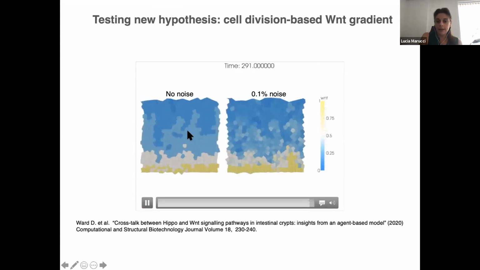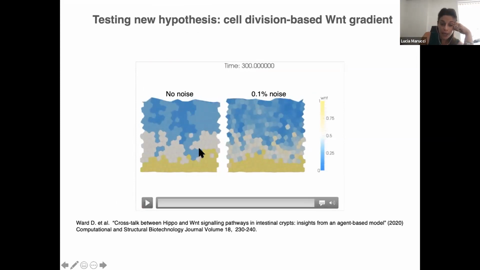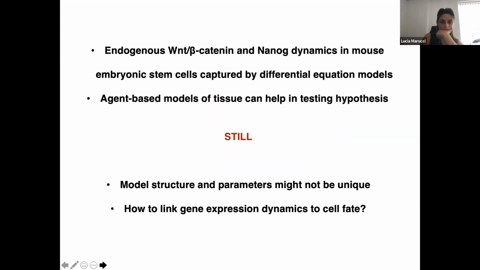And actually this is the case, as we tested with the model, both in absence and in presence of noise at the time of cell division. So in this first part, I showed you a combination of experiments and maths to measure and explain nonlinear dynamics in stem cells and in intestinal crypts.